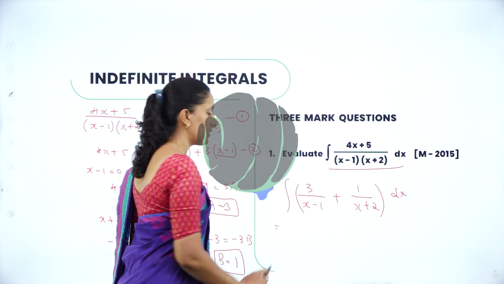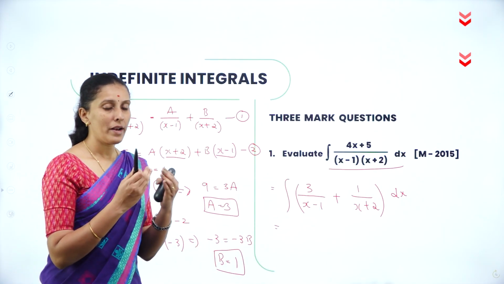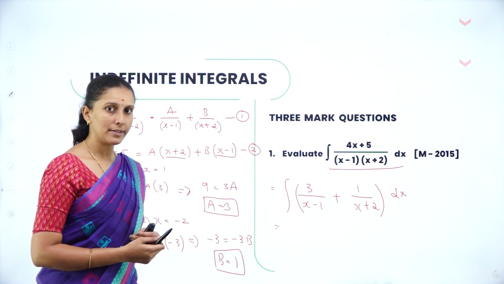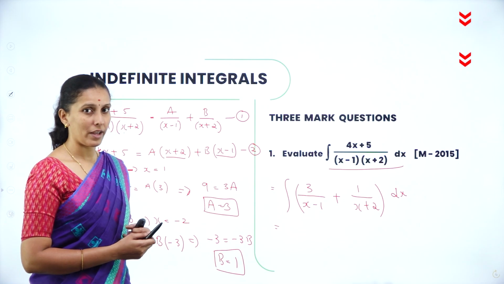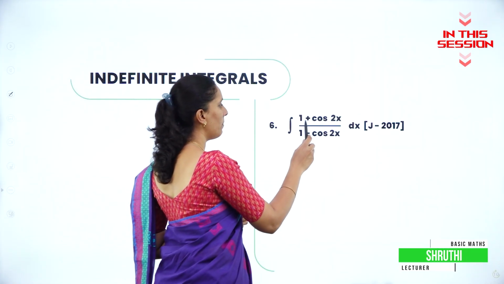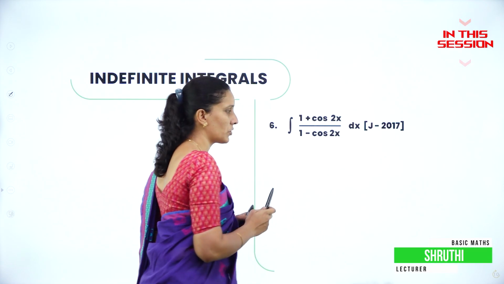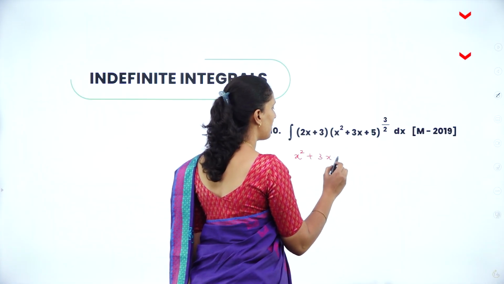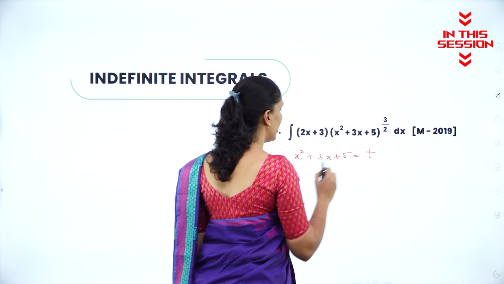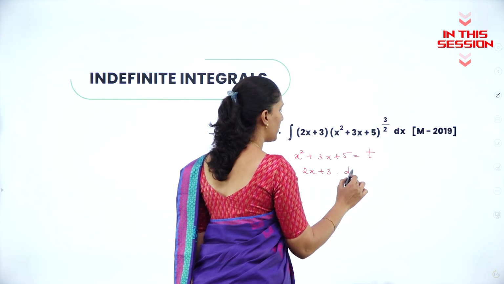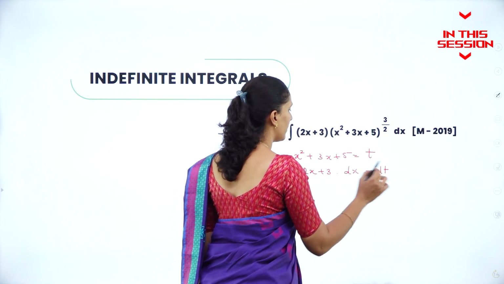Let us integrate it separately. So we know that 1 by x integration can be written in the form of log x, or 1 over ax plus b can be written as 1 by a log ax plus b. So using the multiple angle formula, I can write 1 plus cos 2x and 1 minus cos 2x in the form of 2 cos square theta and 2 sin square theta. We will take x square plus 3x plus 5 is equal to t. Let's differentiate this. We will get 2x plus 3 dx, this is equal to dt.